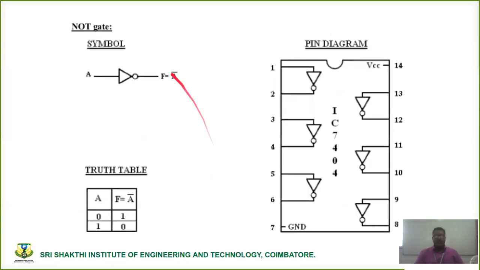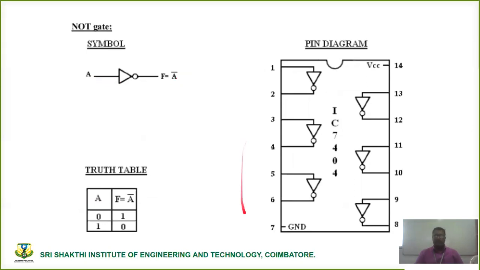And coming to the NOT gate, it has only one input, one output. So if you give A, your output will be A bar, or we call it A complement. If the input is 0, your output is 1. If it is 1, your output is 0.